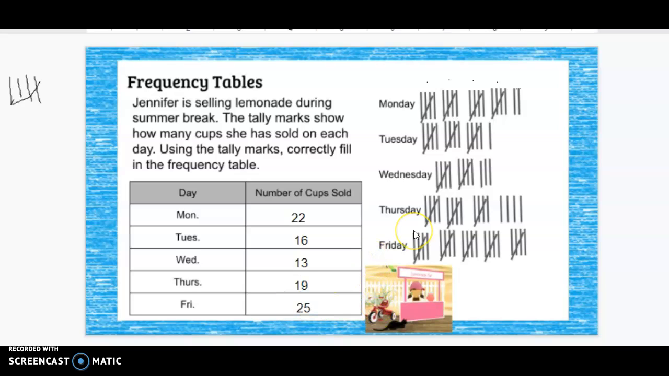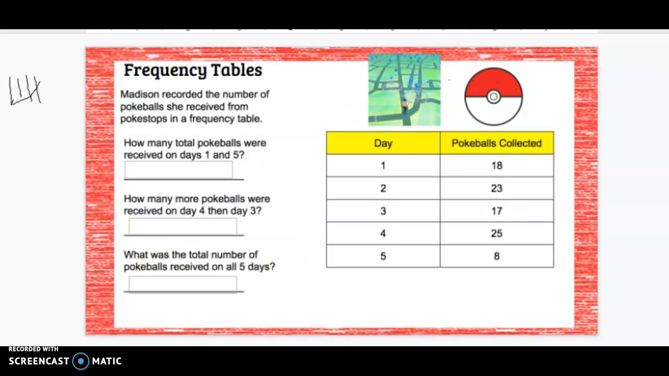And then that is how you fill out your frequency table. Again, just like I talked about in the posters, sometimes you'll see your tally marks included in your frequency table, but not all the time. All right, now it's your turn to practice on this one.